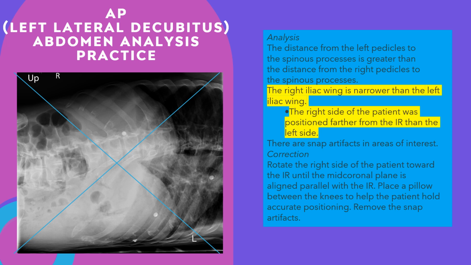The right side of the patient was positioned farther away from the IR than the left side. There are snap artifacts in the area of interest and should have been removed. Correction: rotate the right side of the patient towards the IR until the midcoronal plane is aligned parallel with the IR. Place a pillow between the knees to help the patient hold this accurate positioning and remove the snap artifacts.